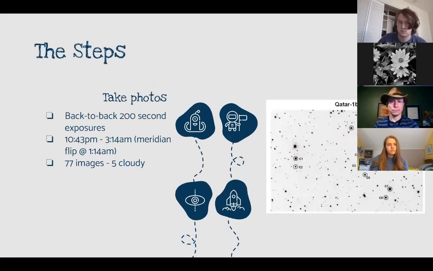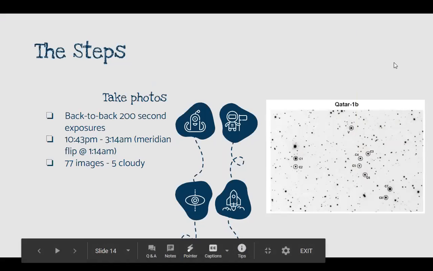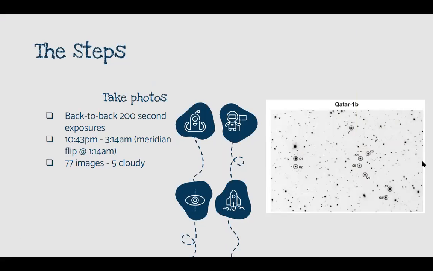Next slide. Now on to the steps we took to get our final data. First, we took back-to-back 200-second exposures. We started taking photos at 10:43 p.m. and our instructor, Ken, got up to stop the telescope at 3:14 a.m. We ended up getting 77 total images, 5 of which were cloudy, which was actually pretty lucky. Normally, there would be more photos with clouds in them, but most of our photos were really clear.